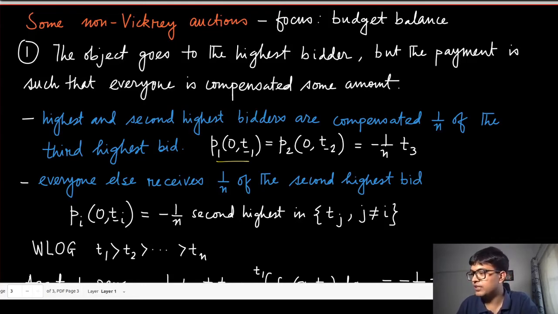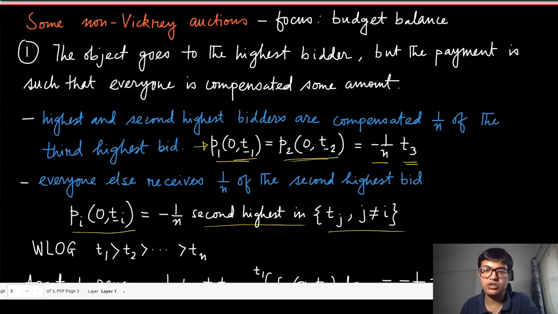So let us assume that in this mechanism those constant values are decided in the following way. The constant value for player 1 and that for player 2 is nothing but minus 1/nth of the third highest bid. So without loss of generality, we are assuming that T1 is greater than T2, T2 is greater than T3, and so on. They are ordered in decreasing order of their types. Now everyone else, apart from the highest and the second highest bidder, receives 1/nth of the second highest bid. So which means that Pi 0 of T minus i is going to be minus 1/n of the second highest in the rest of the set, Tj, j not equal to i. So in this case, this is just going to be T2 because that's the second highest bid.